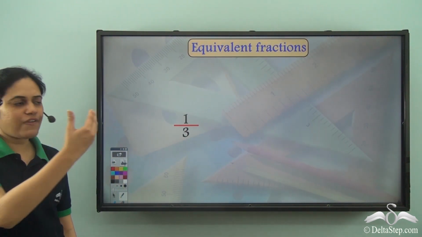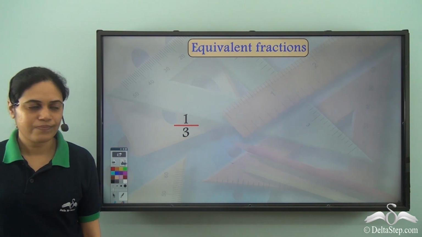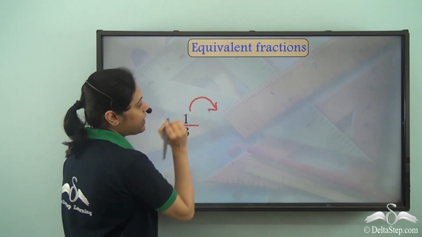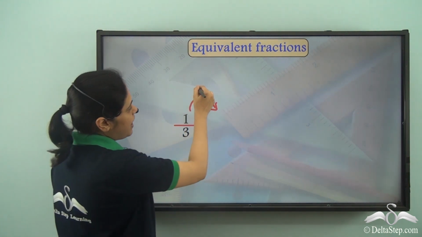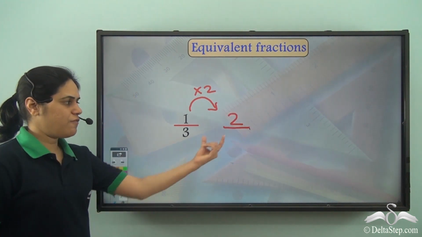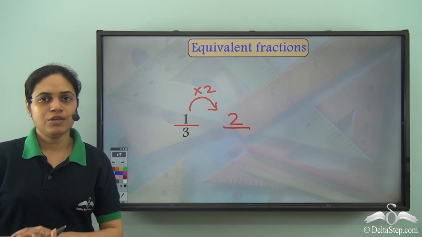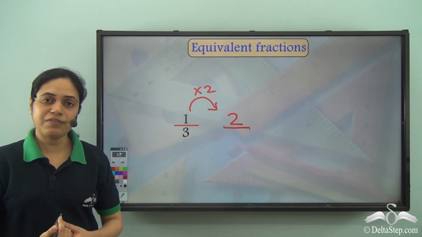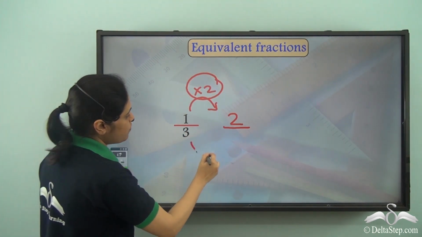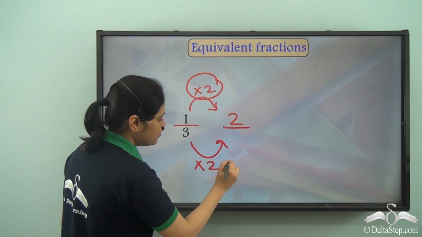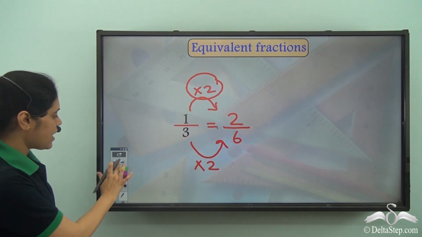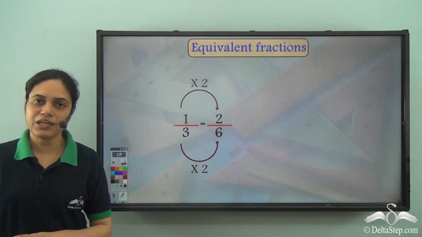So now let us find the equivalent fractions for this. So I have 1 by 3. I can multiply or divide by any number. So let me multiply it by 2. So 1 multiplied by 2 is 2. And what do I write in the denominator? What number do I need to multiply 3 with? Well, the same number as here. So I need to multiply 3 with 2. So 3 into 2 is 6. So 2 by 6 is an equivalent fraction of 1 by 3.